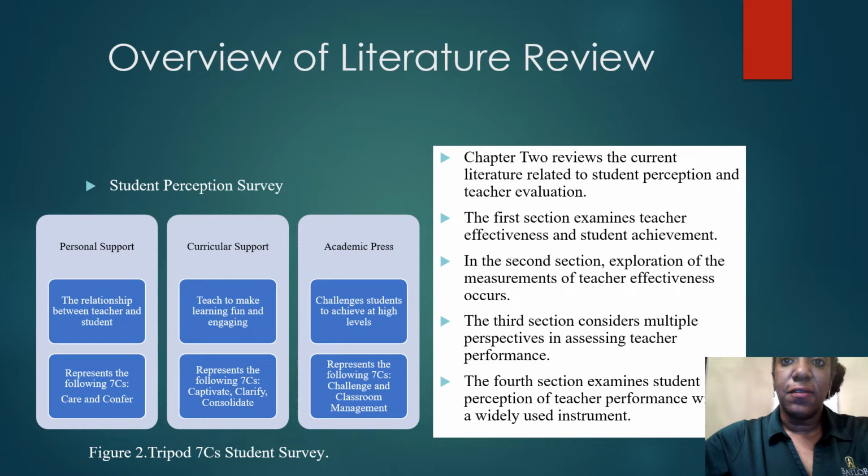The fourth section examines student perception of teacher performance within a widely used instrument. For surveys to be effective, they must be designed to evaluate and measure teacher practice. Some survey items direct students to think about their actions and not teachers' actions. Survey items ask participants to focus on their peers when considering teachers' classroom management. Wallace et al. 2016 questions the effectiveness of student perception surveys to gauge teacher practice, including the Tripod 7C survey that you see listed here.